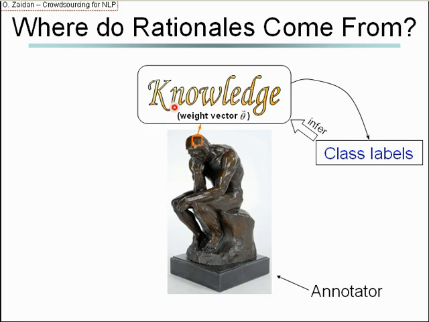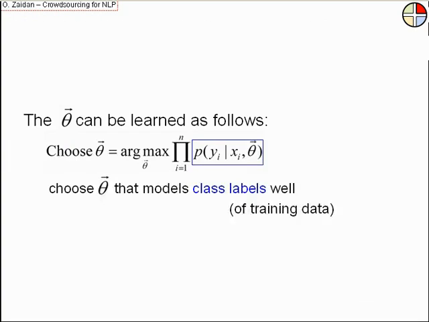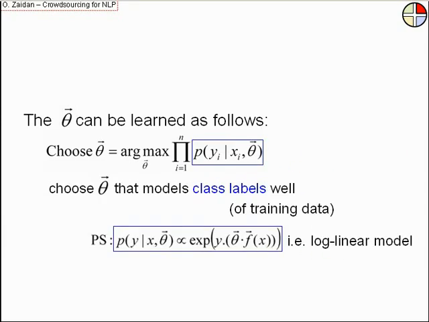And the idea here will be that you can do the same thing with rationales. Rationales are based, at least in part, on that knowledge, on that weight vector. So maybe we can use the rationales to infer the weight vector back, just like we did with the class labels. So here's how you would do it with the class labels. The weight vector can be learned by maximizing the conditional probability of the class labels. So basically what you're saying is, I want a weight vector that can model the class labels of the training data well. And one model for this probability is a simple log linear model.